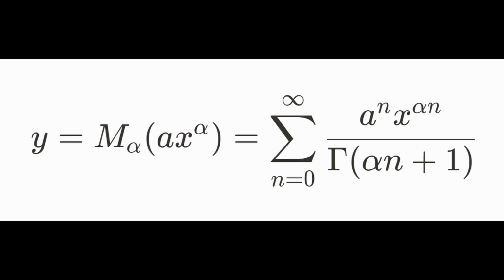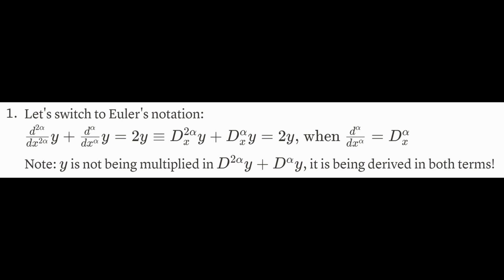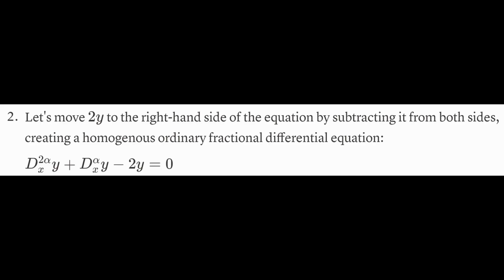So let's switch to Euler's notation. Instead of using Leibniz's notation, we'll be using Euler's notation with the big D. Do note, why is not being multiplied in this? It is being derived. So remember that, because you might easily make the mistake of canceling y on both sides. So now let's move 2y to the right hand side of the equation by subtracting it from both sides, creating a homogeneous ordinary fractional differential equation.